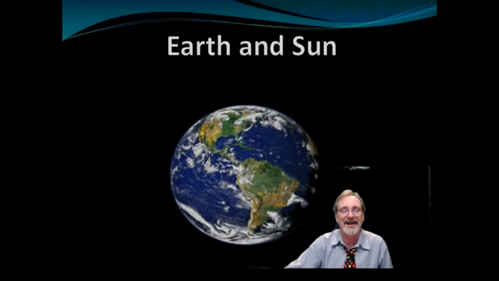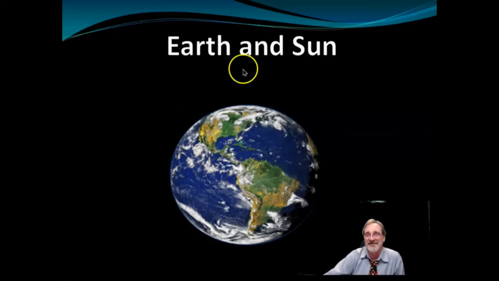Please, on your paper, yes, you need a piece of paper. If you don't have a piece of paper ready, these notes go in your notebook. Get your piece of paper, pause the video, and come back to it after you've got a piece of paper. And write the stuff down that I tell you to write down. Earth and Sun is the title of it. Go ahead and write that.